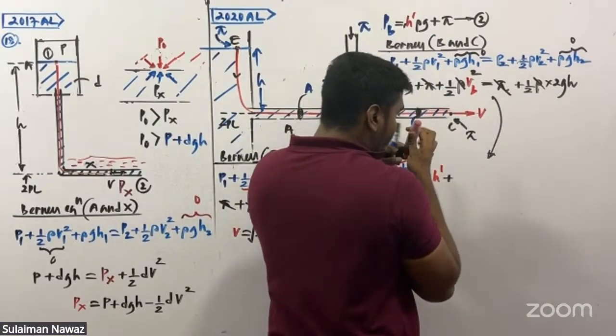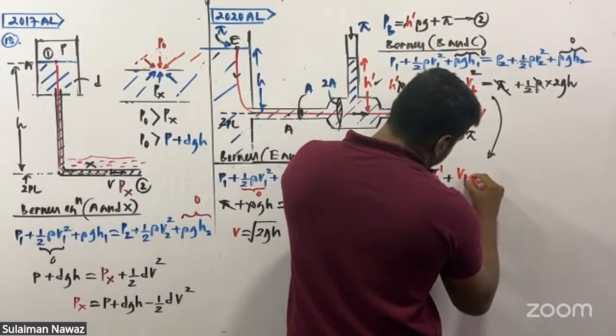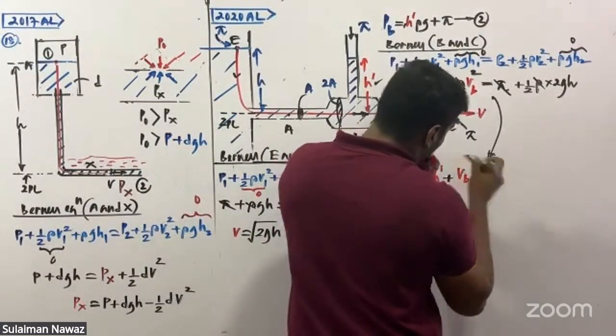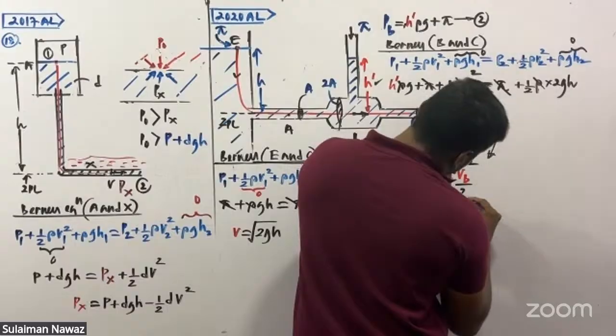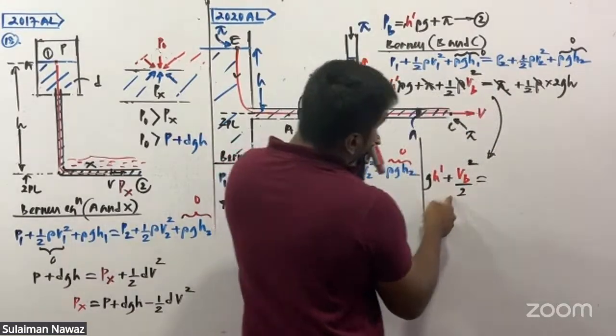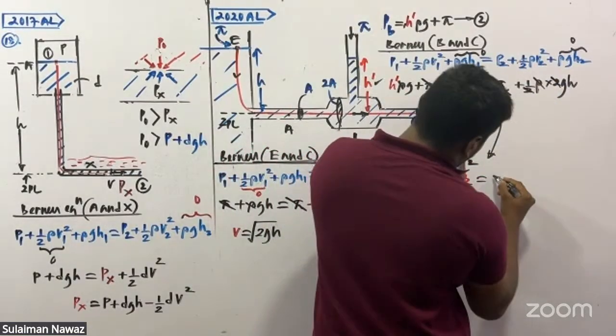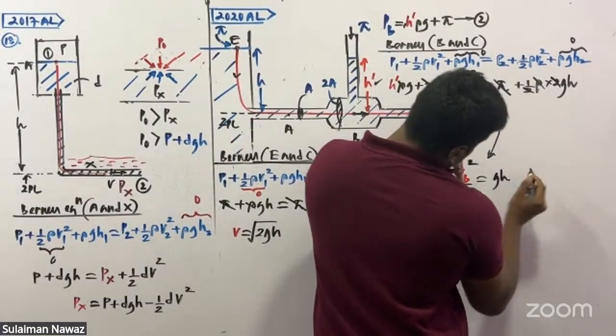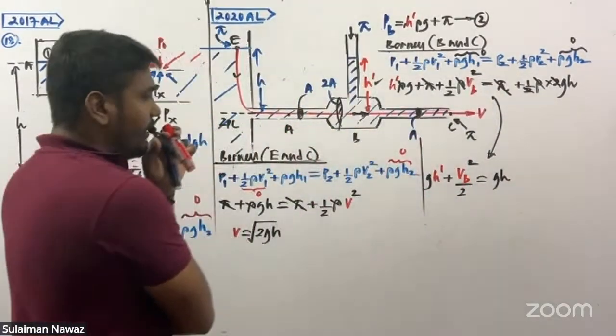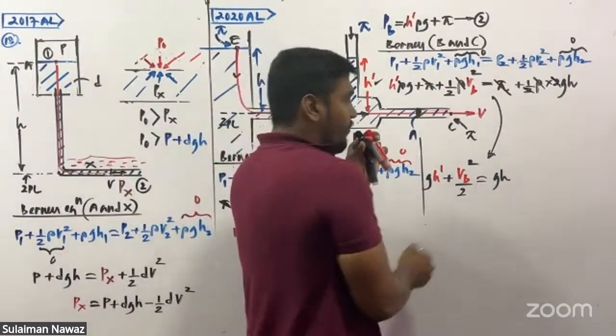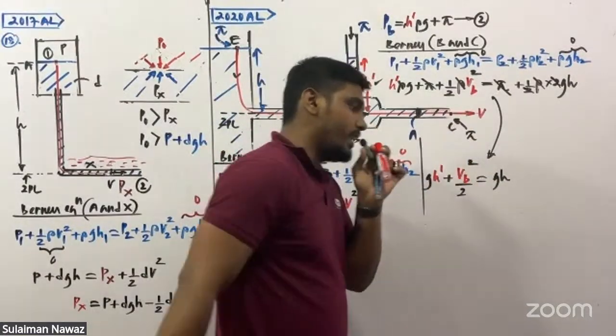I don't know VB. That's the problem. VB squared over 2. If I know VB, problem solved. It must be equal to 2 to cancel out GH. I'm getting something somewhat simplified. I want to find H dash, but I don't know VB.